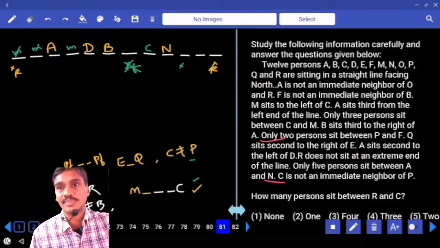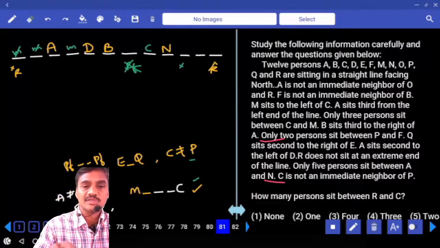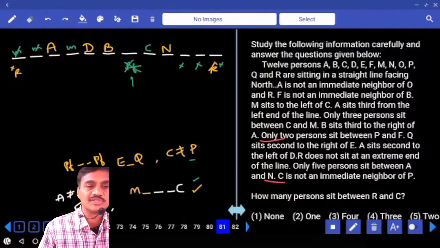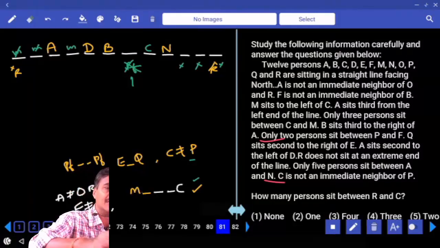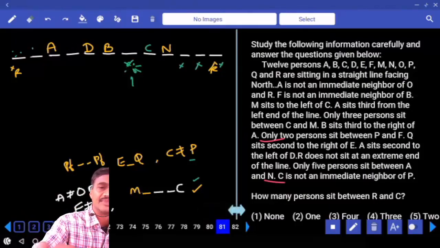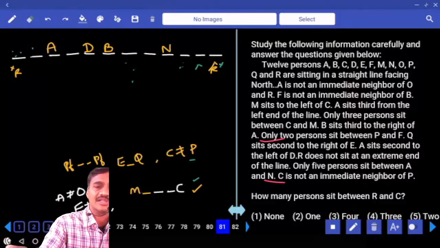If P and F cannot be in these two places, then P and F cannot be here as well. Why? If they are here, then in C's place again P and F would have to come here. And we cannot have P and F like this, or like this. Hence there is no possibility for this P and F. Hence M cannot be at this place. As M cannot be here, what is the other possibility for this M? The immediate right hand side of B. Let's try the immediate right hand side of B.